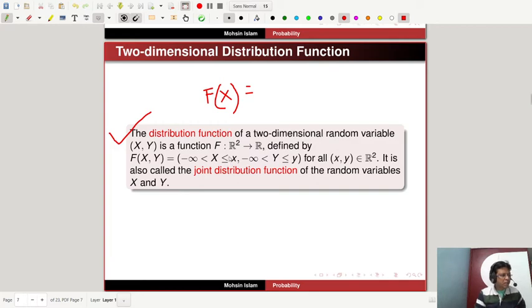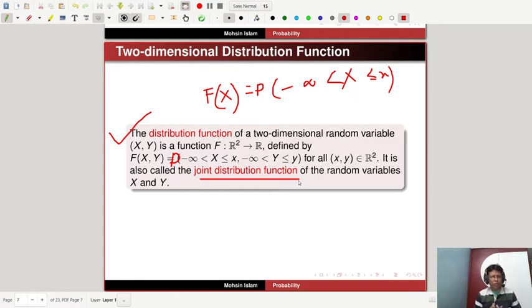The probability of -infinity < X <= small x, where small x is the real variable. That is how you defined the probability distribution for a single random variable, when we are talking about x only. But you have a two-dimensional random variable, so there is another component, and (x, y) belongs to the R2 two-dimensional space. It is also called the joint distribution function. So you have a different name here: you say the joint distribution function of the random variables x and y.